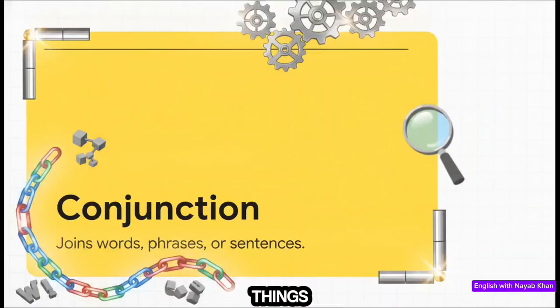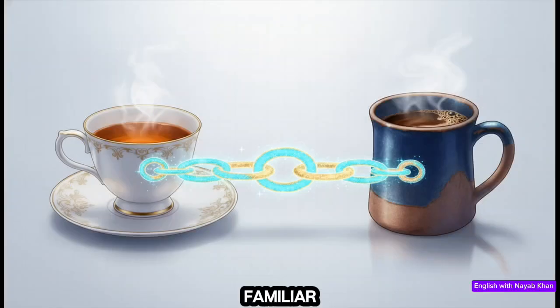Speaking of connecting things, our next part of speech is the conjunction. Conjunctions are handy little tools that seamlessly join words, phrases, or entire sentences together. If prepositions are the glue, conjunctions are definitely the hinges. Familiar words like and, but, or, and because are all conjunctions. In the sentence, I like tea and coffee, the conjunction and perfectly links those two noun bricks, tea and coffee, together into one neat, efficient thought.